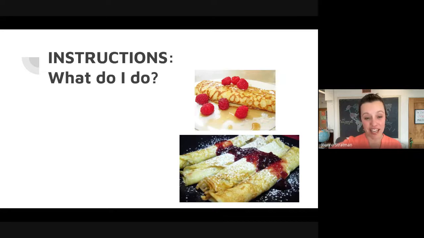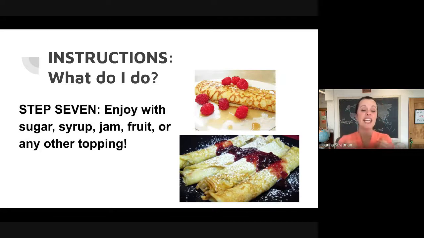Step 7, you can enjoy the pannenkoek with sugar, syrup, jam, fruit, or any other topping. Some people eat this with Nutella or sprinkles too. So here you see some examples of pannenkoeken with syrup and fruit and jam.